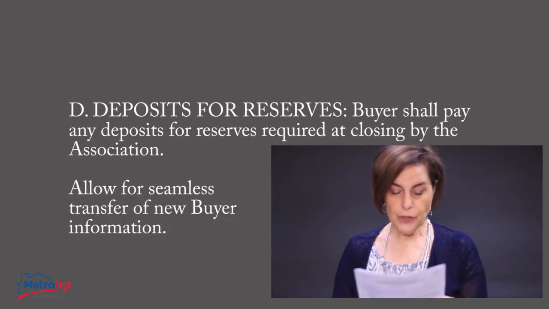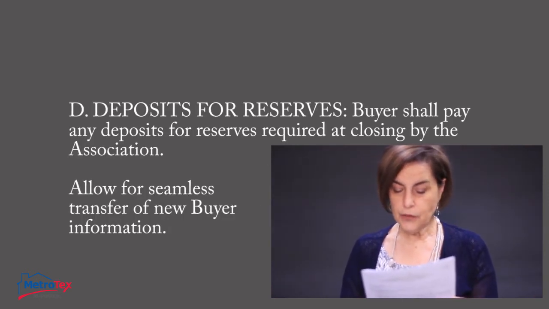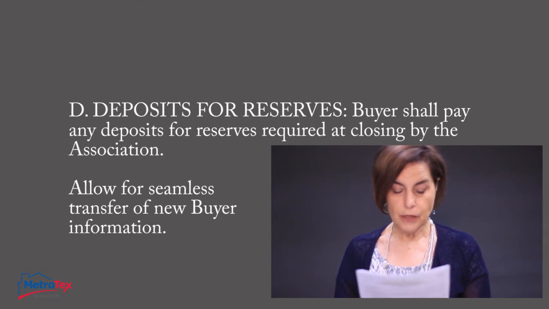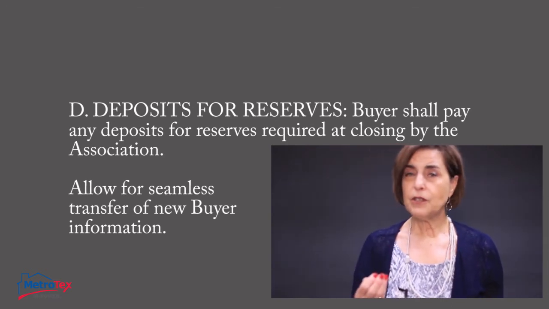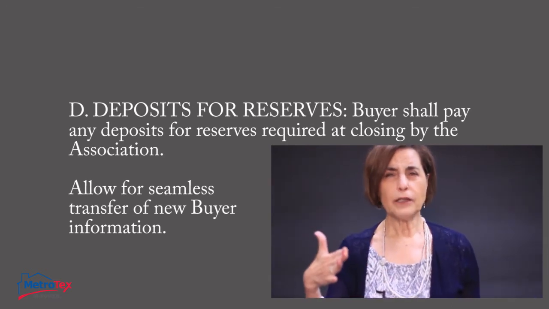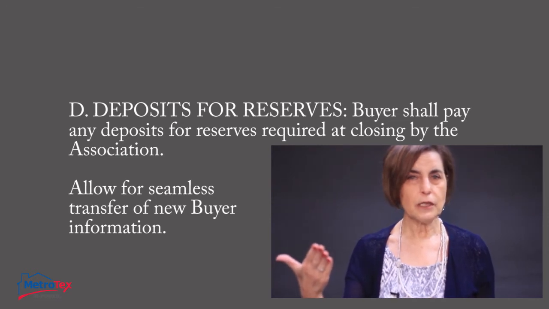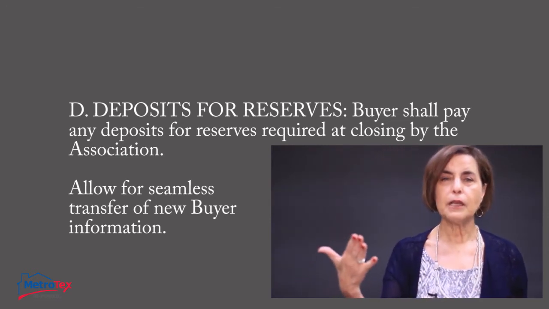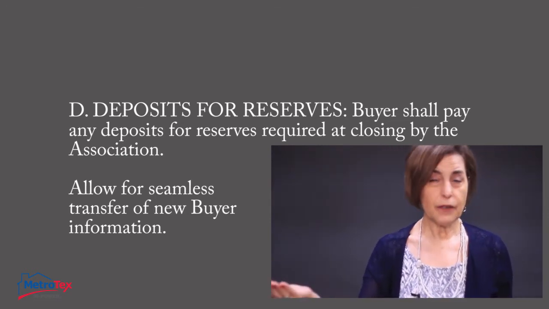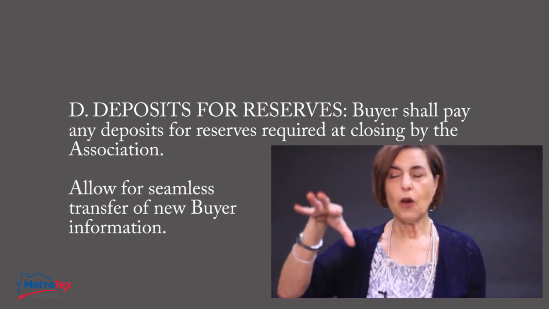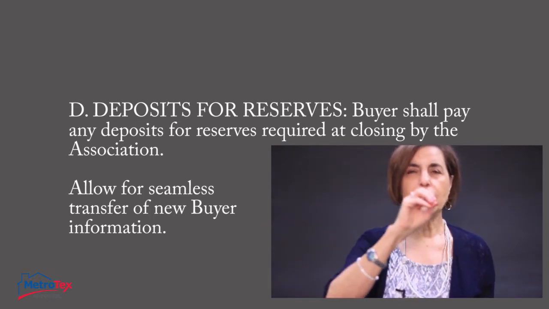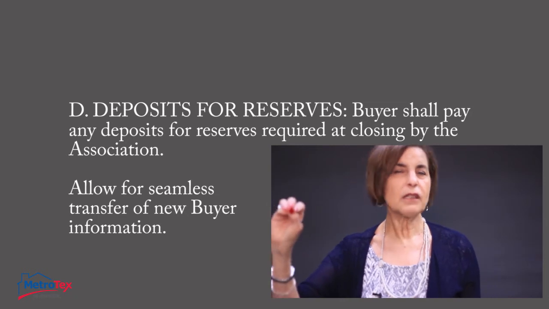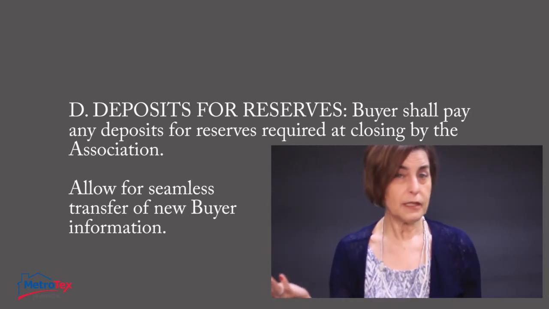D, deposits for reserves. Buyers shall pay any deposits for reserves required at closing by the association. A lot of associations, because it takes them a while to get the new person into the system, will require 2 or 3 months homeowner fees ahead of time so that they kind of have that already sitting there until they can get the buyer in the system and get bills out to them or whatever needs to happen there.